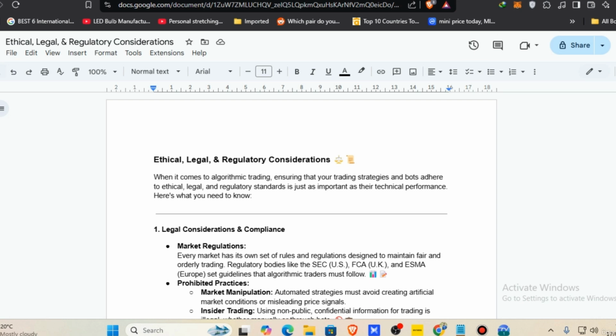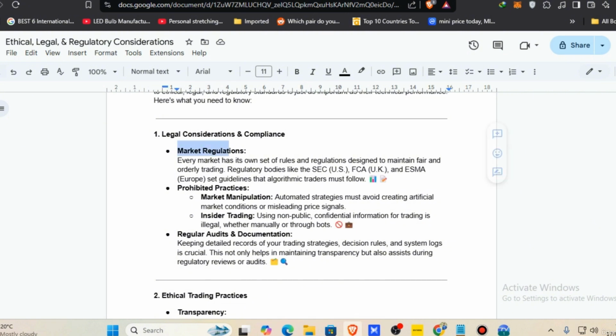What are the legal considerations and compliance? Like market regulations, every market has its own set of rules and regulations designed to maintain fair and orderly trading. If you are applying any EA, then you must check with your broker whether your broker allows those types of EAs or not, because most of the prop firms do not allow any EAs, because there are thousands of EAs available like martingale, grid, and all other stuff. If you are not familiar with those things, you will understand them in this course. And if your broker or your prop firm is not allowing those EAs, then don't use them.